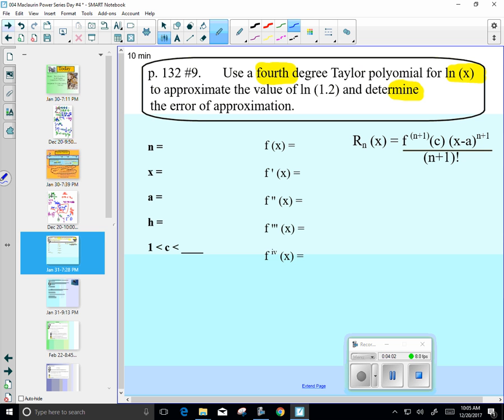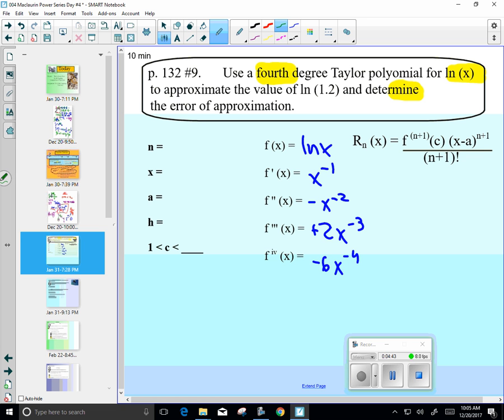We're going to try it. So we're going to take the natural log of 1.2. We're going to take the natural log of x. What's the derivative of that again? 1 over x, x to the negative 1. The second derivative is negative x to the negative 2. Third derivative, positive 2, x to the negative 3. And negative 6, x to the negative 4. All right, and we're going to use the fourth degree to figure this out.